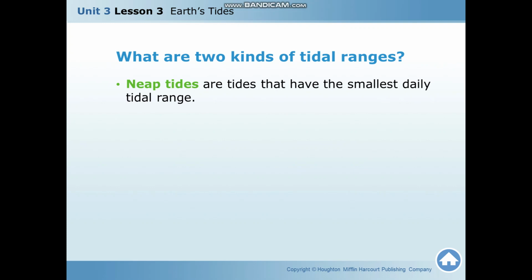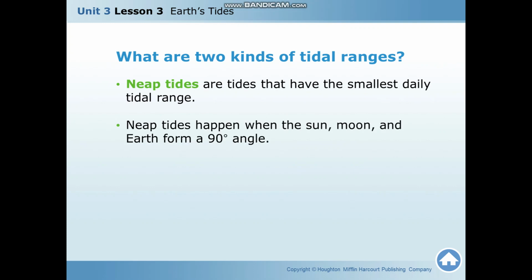Neap tides. Neap tides are tides that have the smallest daily tidal range. Why do you think so? If you have answered because neap tides happen when the sun, the moon, and the earth form a 90-degree angle, you are right. When this happens, then the gravitational pull of the moon and the sun cancels out.